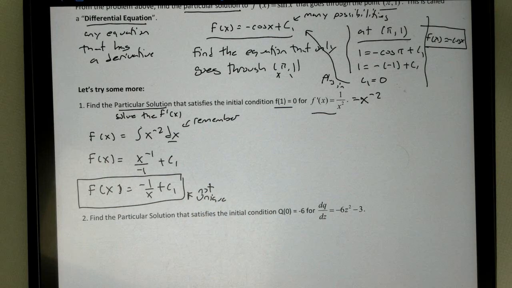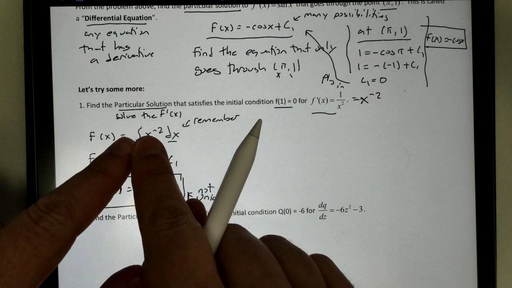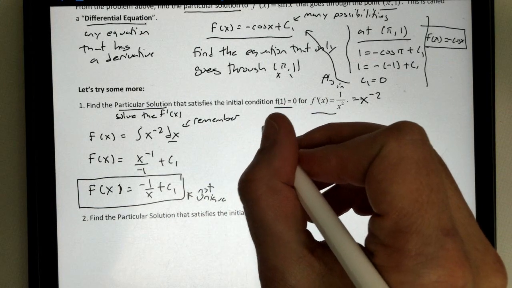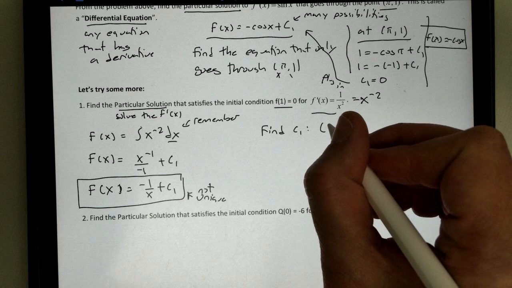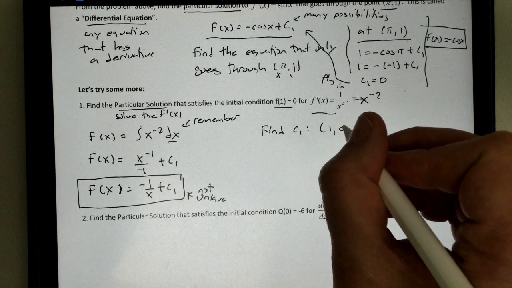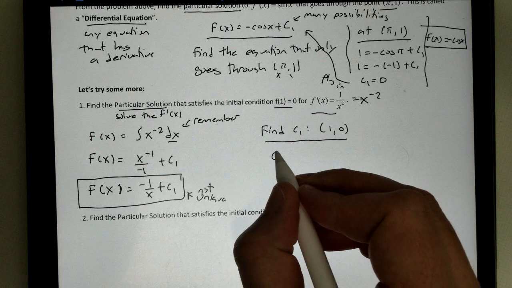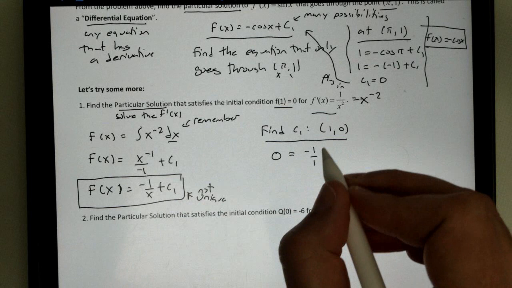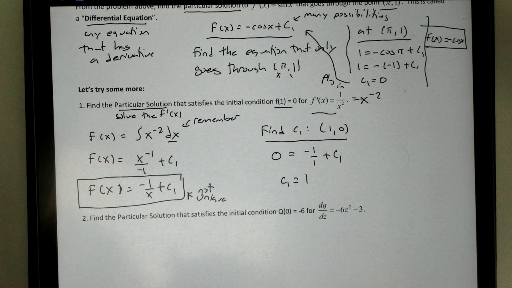So what we want to do is make it unique. We want to find the only function that has this derivative that goes to the point 1, 0. So now we are going to find c1. To do that, we're going to use the initial condition. My x value is 1, my y value is 0, and I can just plug it in. We would get 0 equals negative 1 over 1, because my x value is 1, plus c1. And what does c1 equal? Well, that's just going to become 1 for us right here.